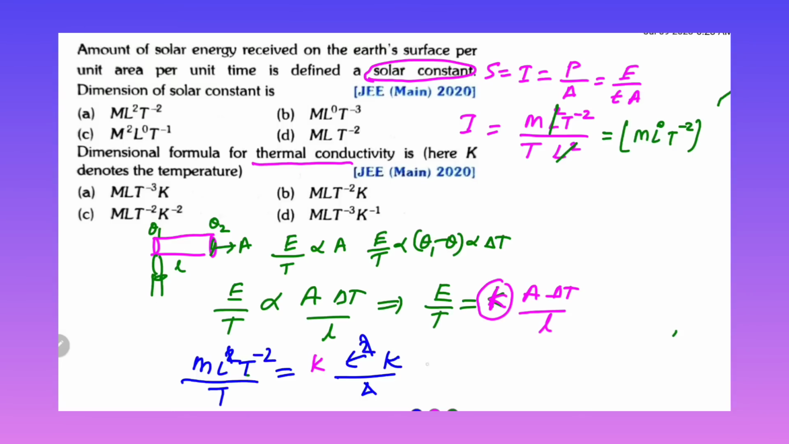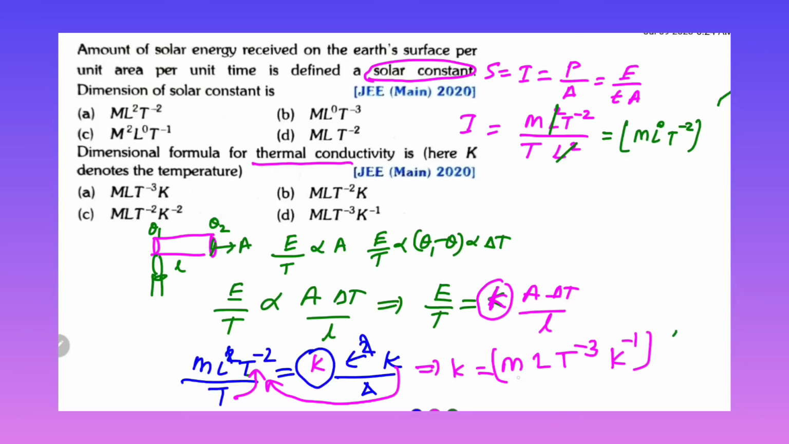So what is left now? You have to find out the dimensions of this K. So K to one side and the remaining you can send to that side. Here M is present, L is present. This T goes to the numerator and becomes T power minus 3, and this K, Kelvin, is transferred to that side and becomes K power minus 1. So this is going to be your dimensional formula for thermal conductivity.